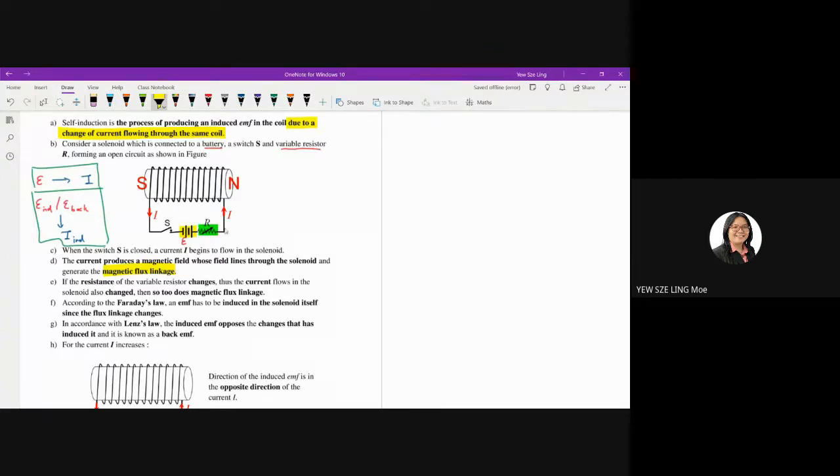So by using your right-hand grip rule, you then find out that the north pole is on the right-hand side and the south pole is on the left-hand side. So step number one, the first thing that you should do, look at the diagram, determine the direction of I using the terminals of the battery.